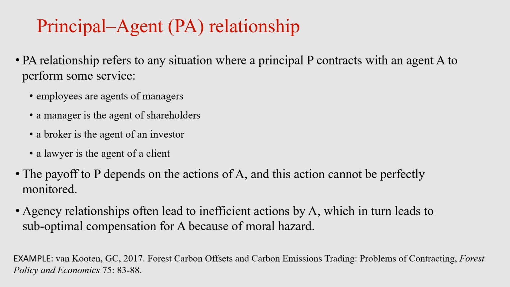Now, you'll see here that there's a paper that I wrote, Forest Carbon Offsets and Carbon Emissions Trading, Problems of Contracting, and in there I discussed the principal-agent problem. So if we look at the agent being the peasant farmer and the principal being the owner of the land, then what happens is the owner tells the peasant who's farming the land to plant trees in order to get a carbon offset payment.